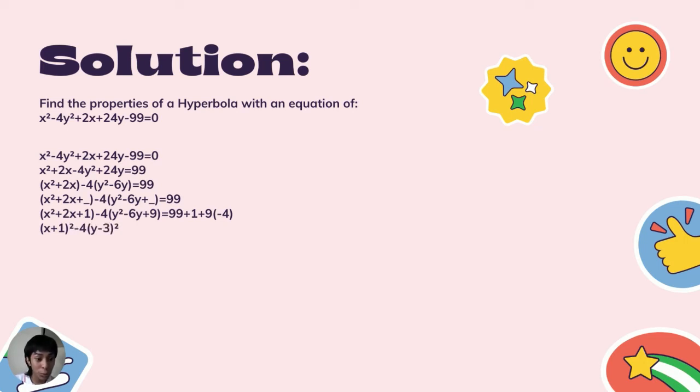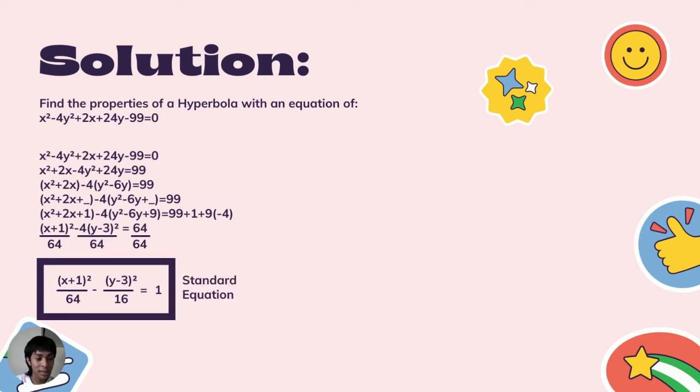So now it will become the quantity x plus 1 squared minus 4 times the quantity y minus 3 squared equals 100 minus 36, which is 64. So we will have to divide 64 on both sides to make the constant on the right 1. There, this will become the answer, which is the standard equation: the quantity x plus 1 squared all over 64 minus the quantity y minus 3 squared all over 16 equals 1.